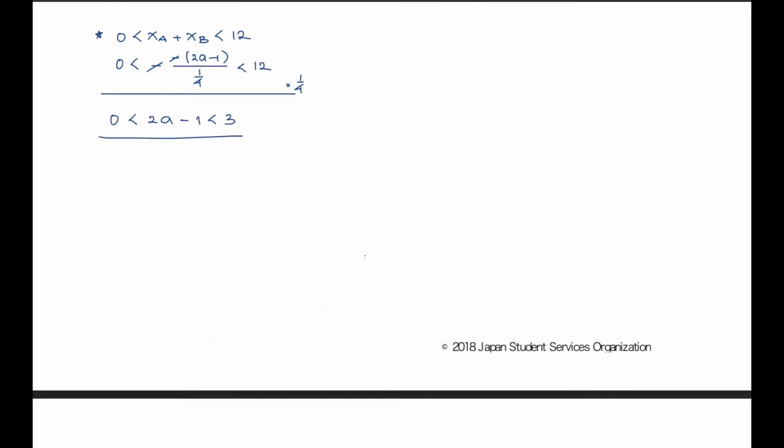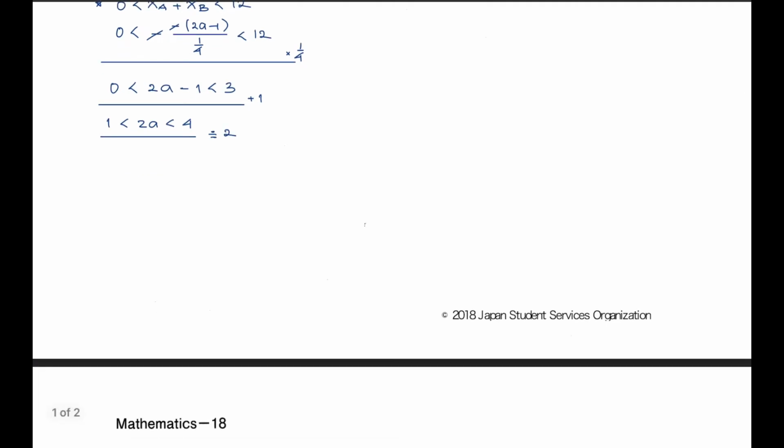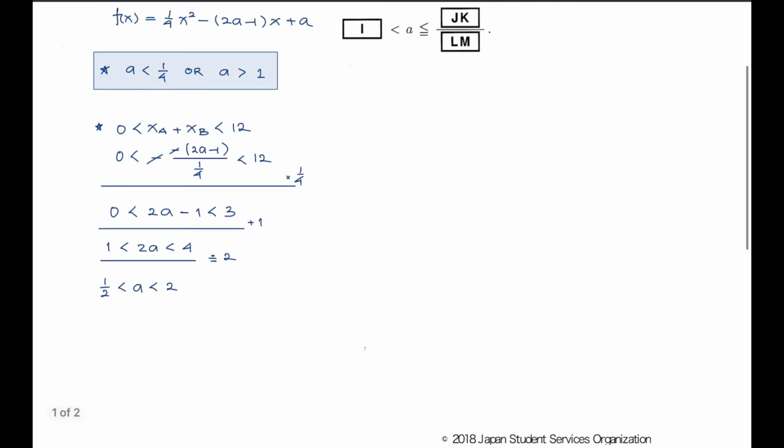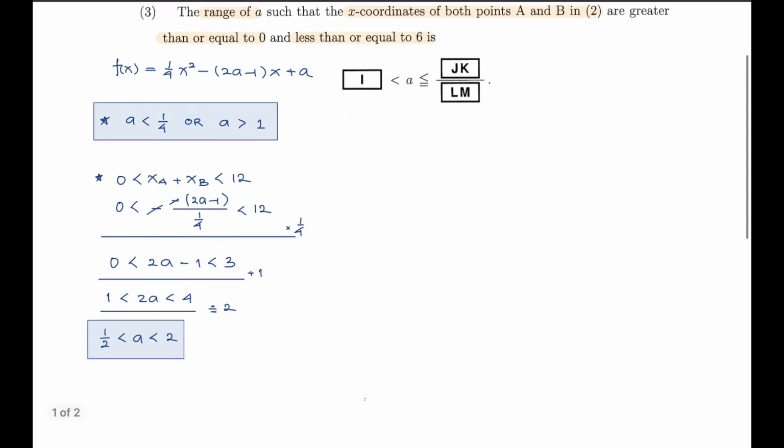And then plus 1, the whole inequalities. Then 1 less than 2a less than 4. And then if I divide the whole inequalities by 2, the condition is 1/2 less than a less than 2. This is the second condition that must be satisfied on these questions. How about the other conditions?